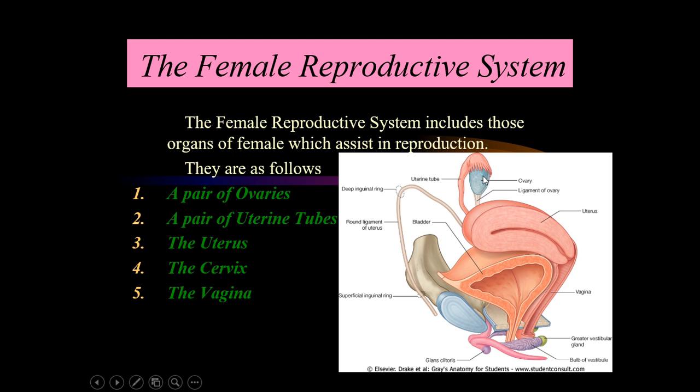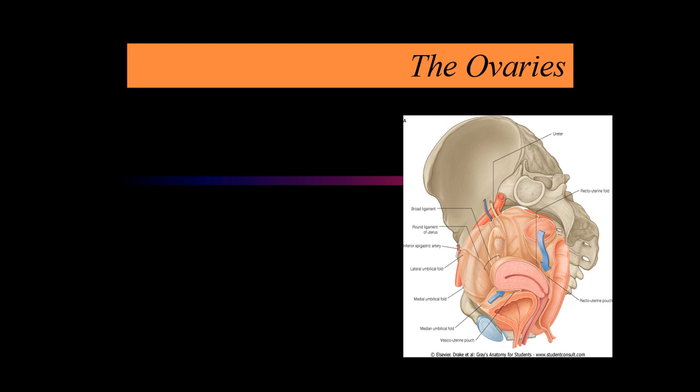So here you can see this is the ovary, these are the fallopian tubes. So there will be a pair of ovaries, a pair of uterine tubes, but all other structures will be single: the uterus, the lower part of the uterus, that is called the cervix, and the vagina. These are single. Going to the main primary organ of the female reproductive system, that is the ovaries.